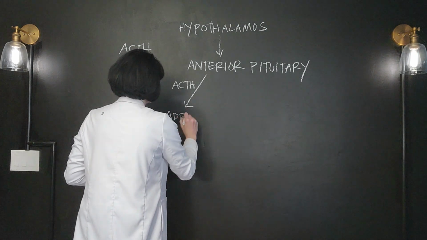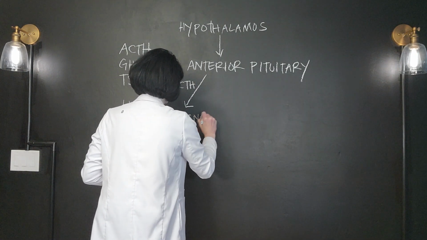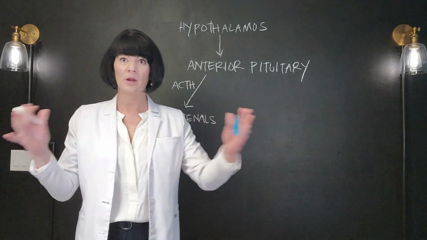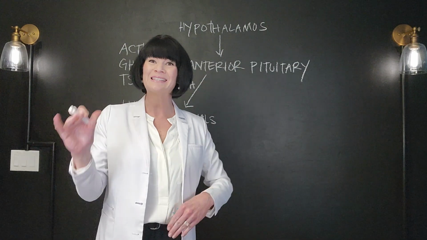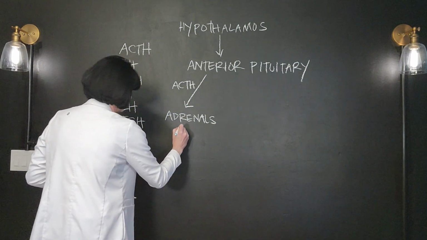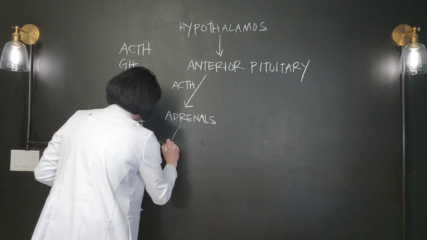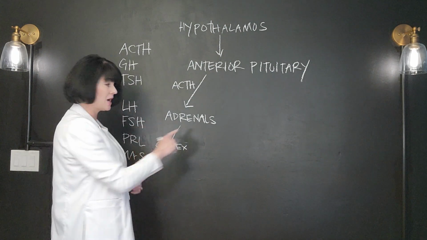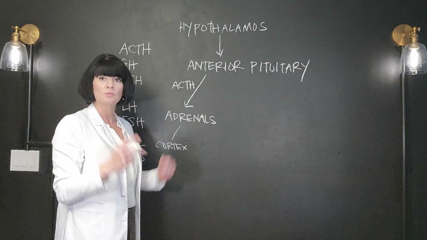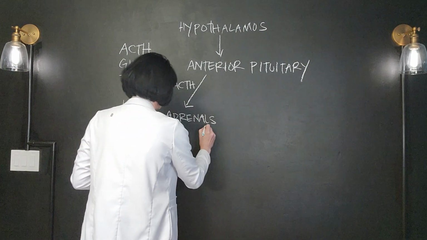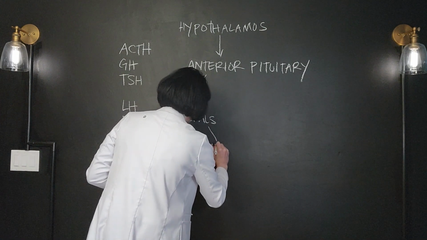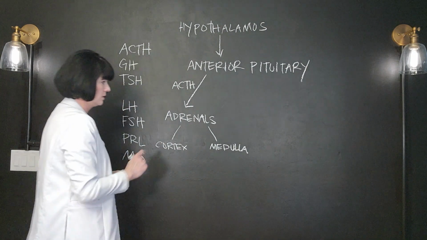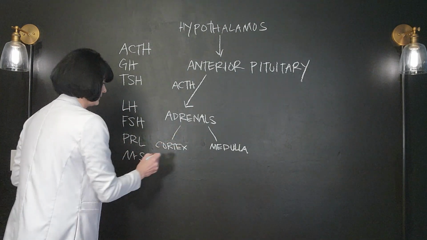We've got our adrenals. The adrenal glands are comprised of 2 different sections, the adrenal cortex and the adrenal medulla. And again, ad means on top, renal means kidneys. So the adrenal glands are located on the top of our kidneys. So cortex and the medulla.